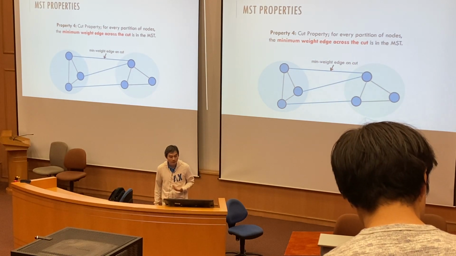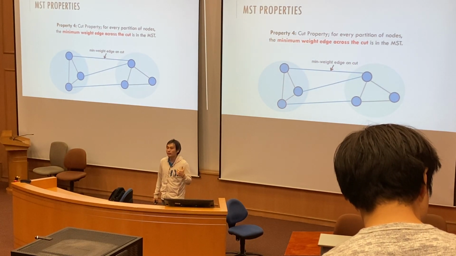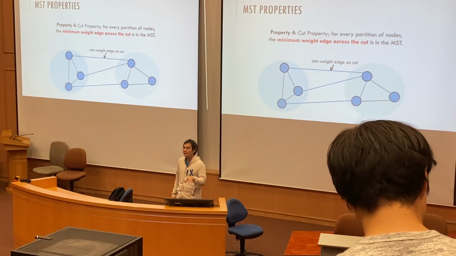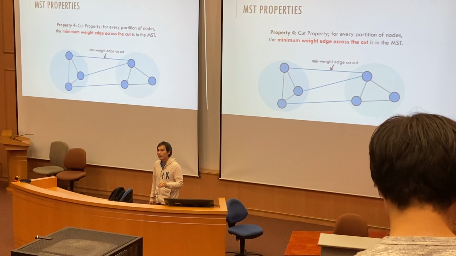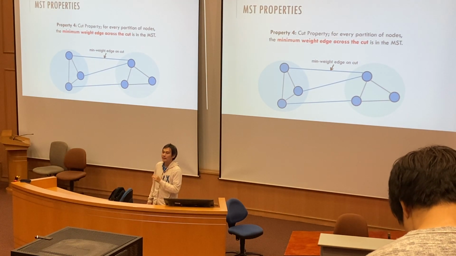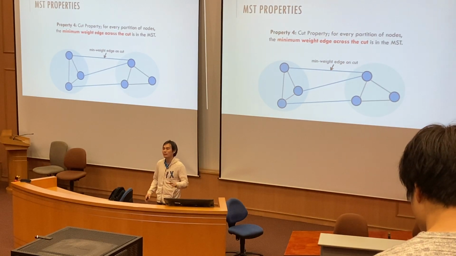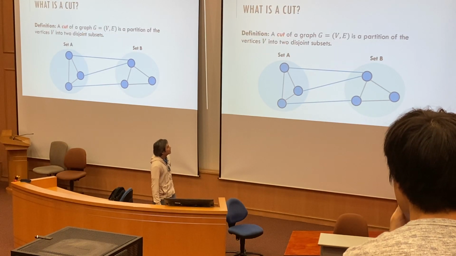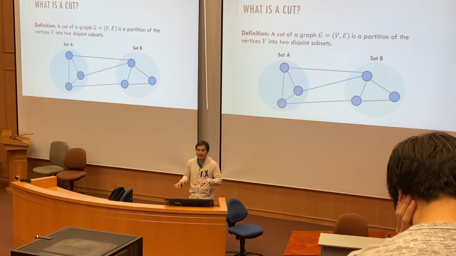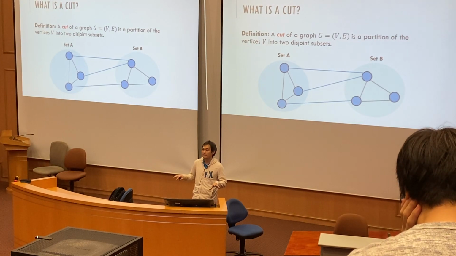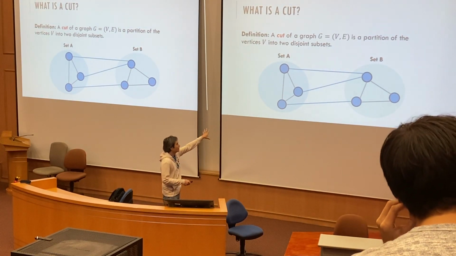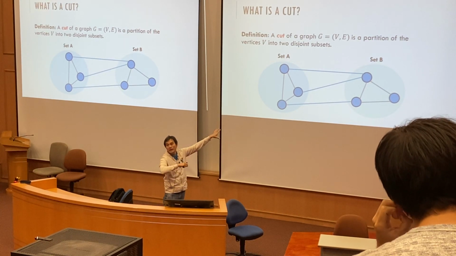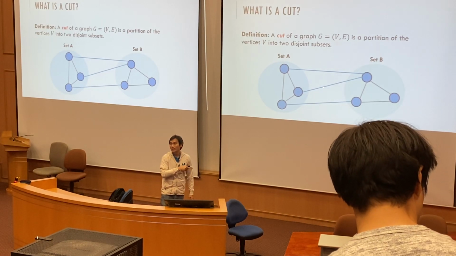Property 4 is called the cut property. Pay attention now, because the cut property is going to be the important one for today. The cut property says that for every partition of nodes, the minimum weight edge across the cut is in the MST. Let's break this apart and try to understand what this property says. This is the main edge of the cut, but what is a cut? A cut in the graph is simply a partition of the vertices into two disjoint subsets. What this means is that I take my nodes and put some in one part and the rest in the other, so there are no overlapping nodes in these two sets. They are disjoint.